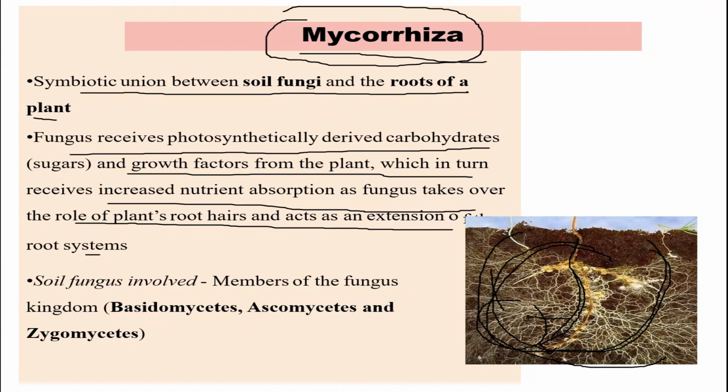Fungi receive all of the essential factors from the roots, and in turn fungi take over the role of plant root hairs and help in the extension of the roots. Also, the soil fungus members involved are Basidiomycetes, Ascomycetes and Zygomycetes. All of the soil fungi that are present in the soil basically come under Basidiomycetes, Ascomycetes and Zygomycetes, which are all under fungi, and which help in the absorption of root and the extension of roots.